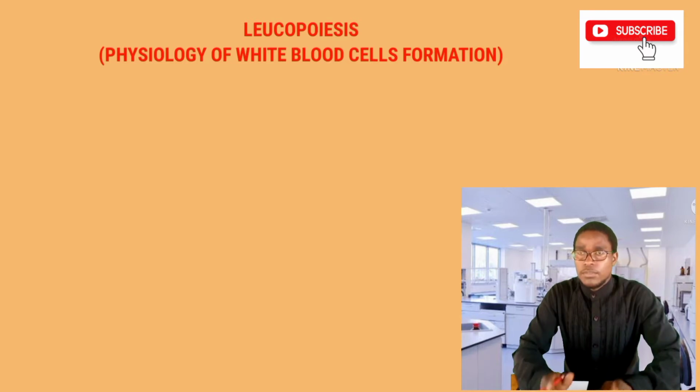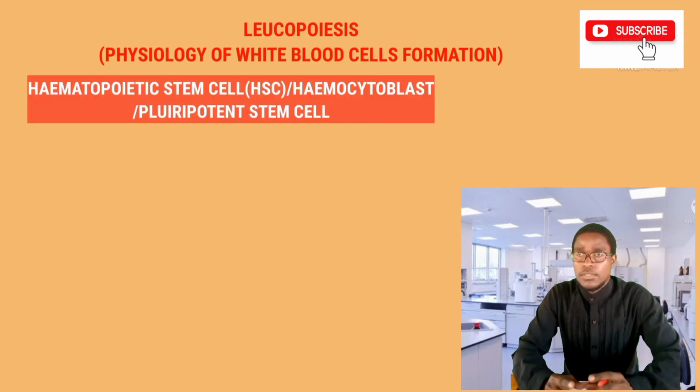Today we are going to look at the process of white blood cell formation, which is leukopoiesis. Like any other process of cell formation, the process begins with the hematopoietic stem cell, which you can also call the pluripotent stem cell or the hemocytoblast. This cell has the ability to differentiate into all cell types.